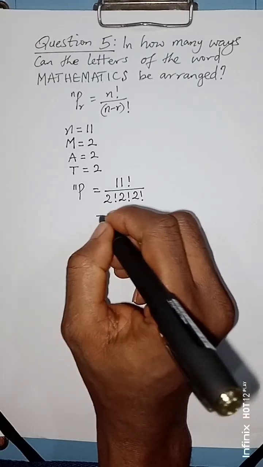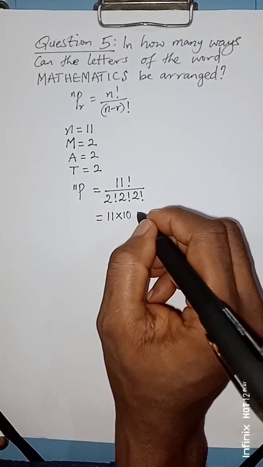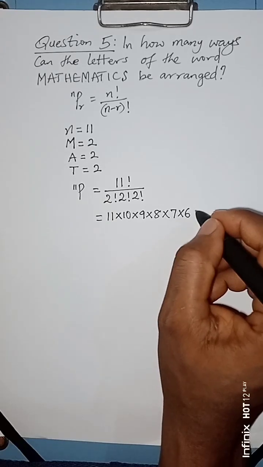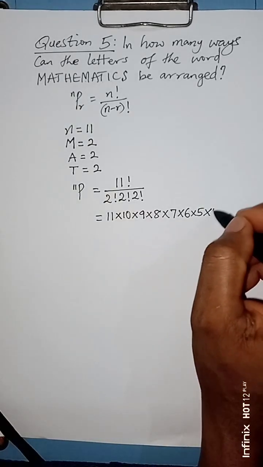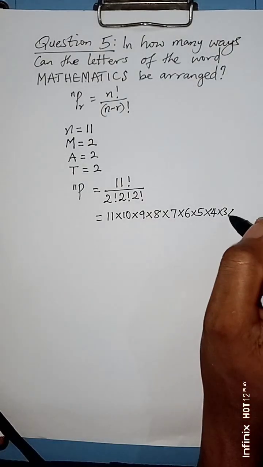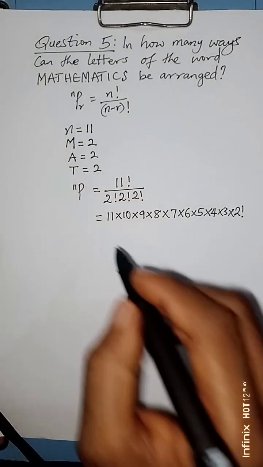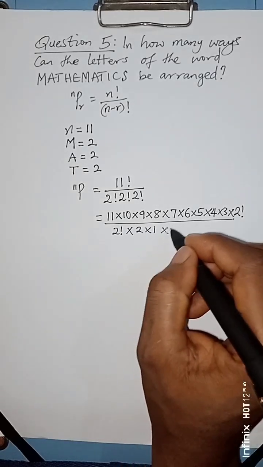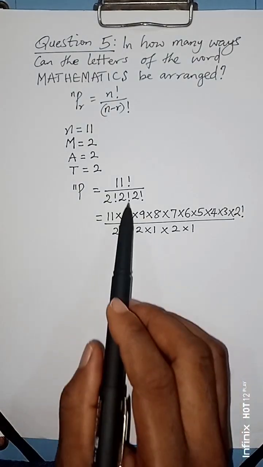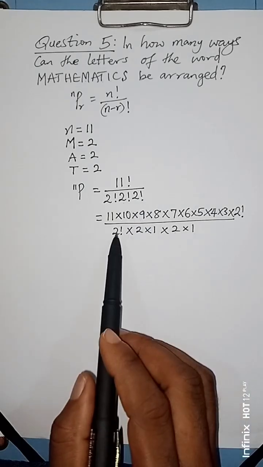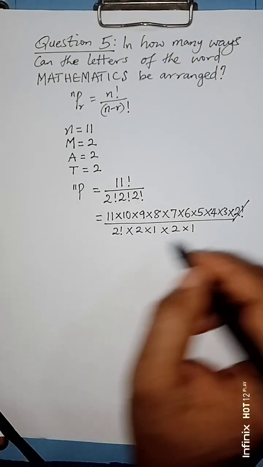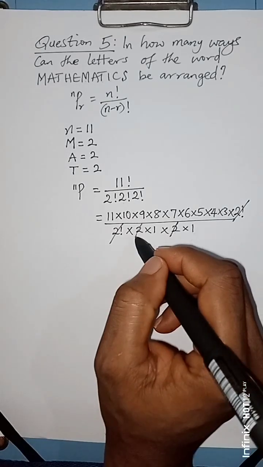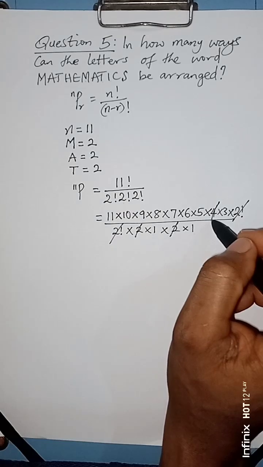So this will be 11 multiply 10, multiply 9, multiply 8, multiply 7, 6, 5, and then you have 4, 3, and let's stop at 2 factorial, divided by 2 factorial, 2 multiply 1, 2 multiply 1. So this 2 multiply 1 is this 2 factorial, this 2 multiply 1 is this 2 factorial, but this 2 factorial I left that way so that I can easily cancel this out. And then with this, it's easier for me to cancel the others out. 2 times 2 is 4. So when you cancel this 2 here, it automatically cancels the 4.